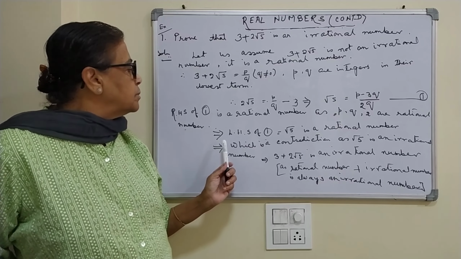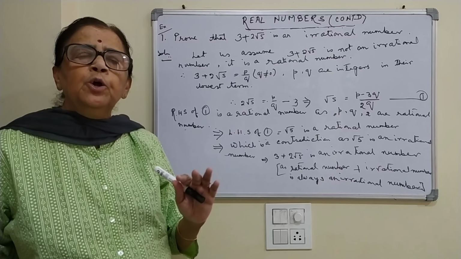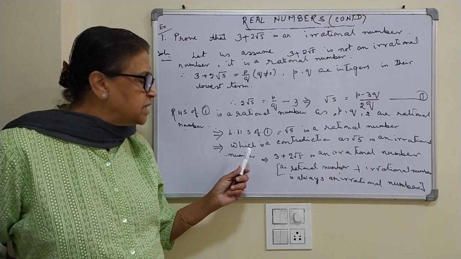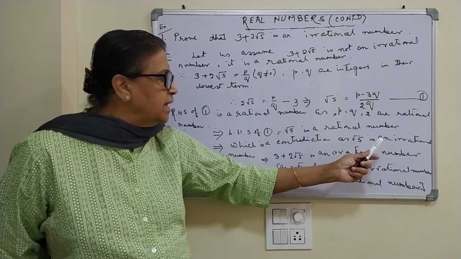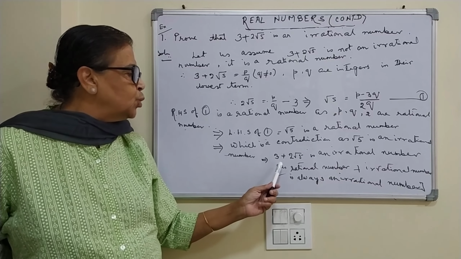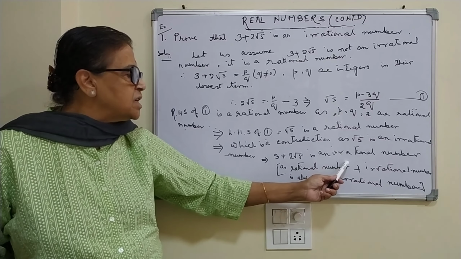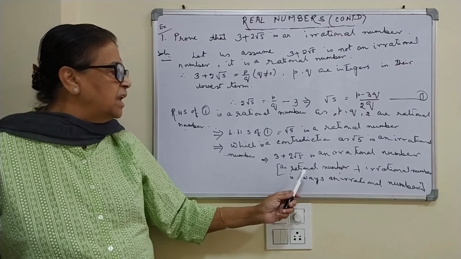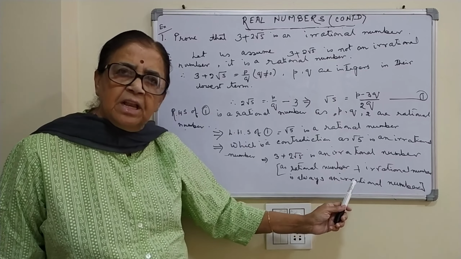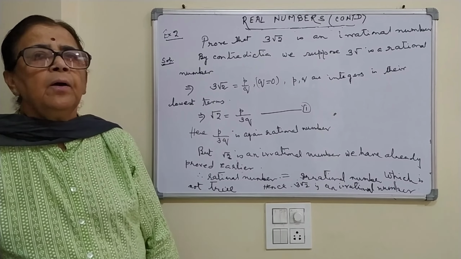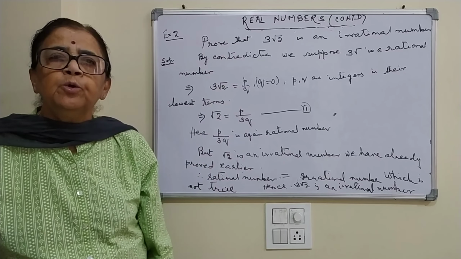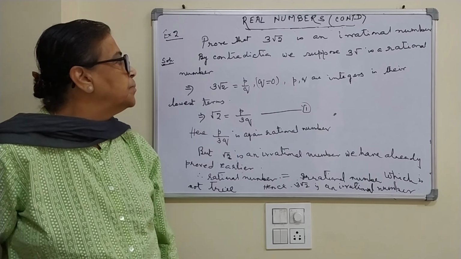So one irrational number cannot be equal to a rational number, which is a contradiction, as root 5 is an irrational number. Therefore 3 plus 2 root 5 is an irrational number, as rational number plus irrational number is always an irrational number. Now second example, that is prove that 3 root 2 is an irrational number.